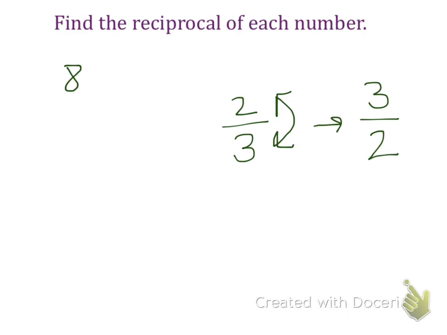So if you have an 8, what's the reciprocal of 8? It's not a fraction right now, but you can easily turn it into a fraction by putting a 1 in the denominator, because 8 divided by 1 is still equal to 8. So the reciprocal of 8 over 1 would be 1 over 8.